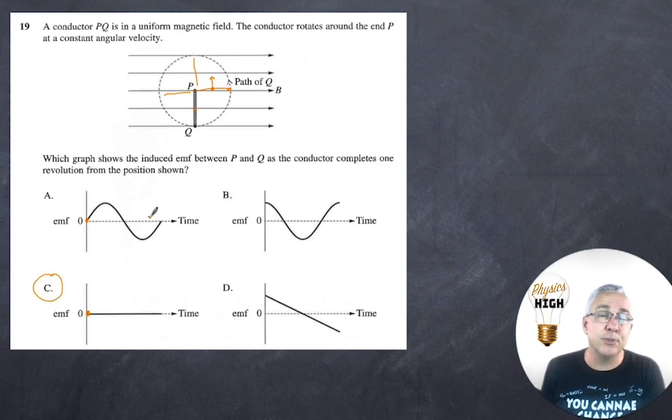There is no EMF produced because the plane of the loop here is actually parallel to the magnetic field. This will only produce any EMF if the plane of the loop is perpendicular to the magnetic field.